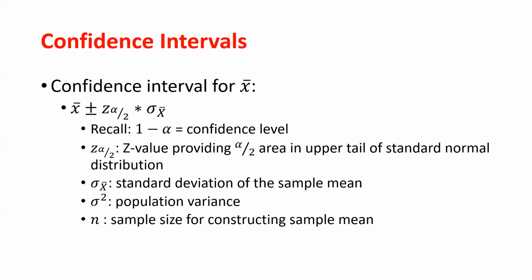The denominator is getting larger, so this term is getting smaller. The margin of error is getting smaller. I get a narrower interval. What if I want to say something with a higher level of confidence?